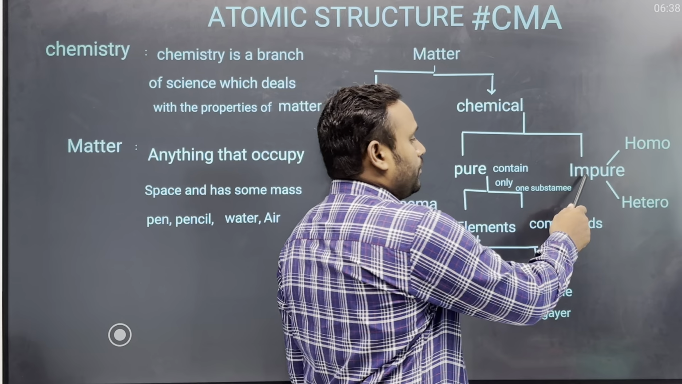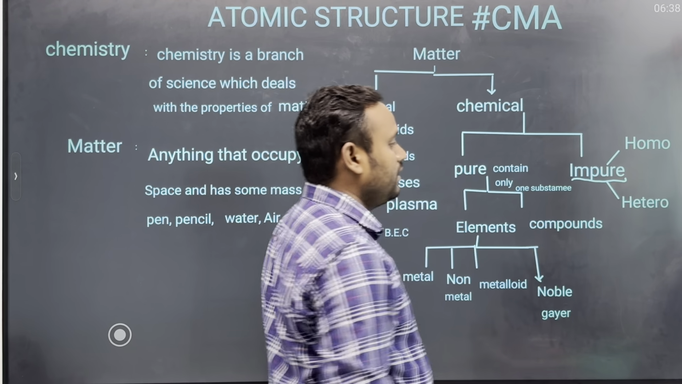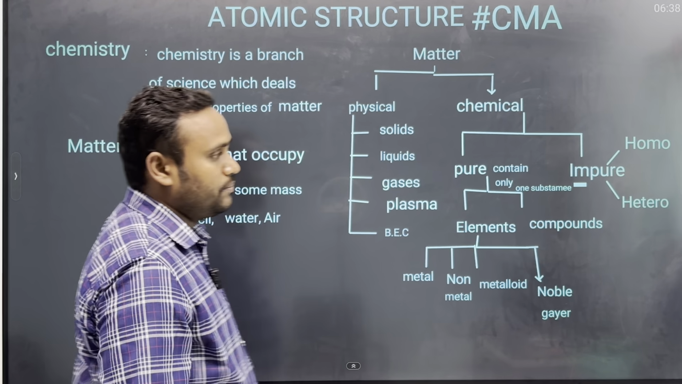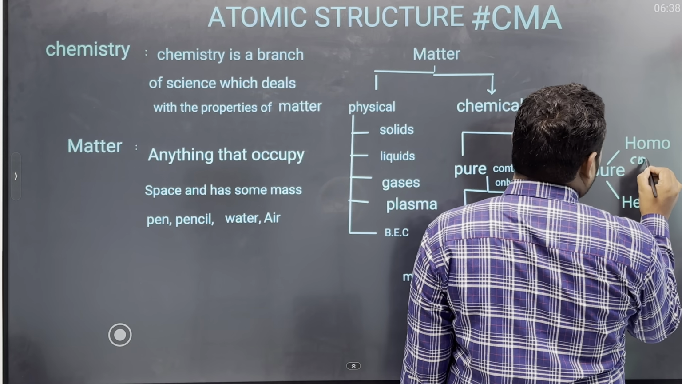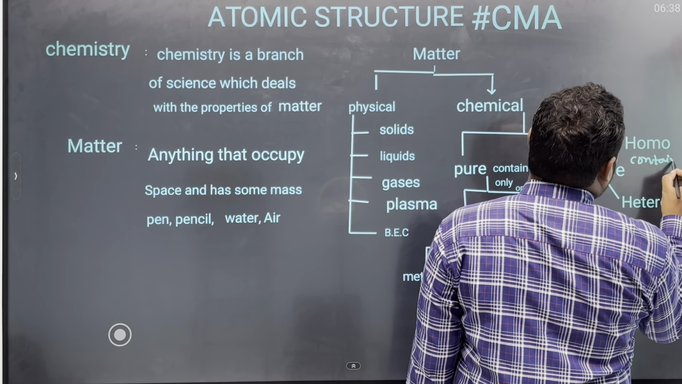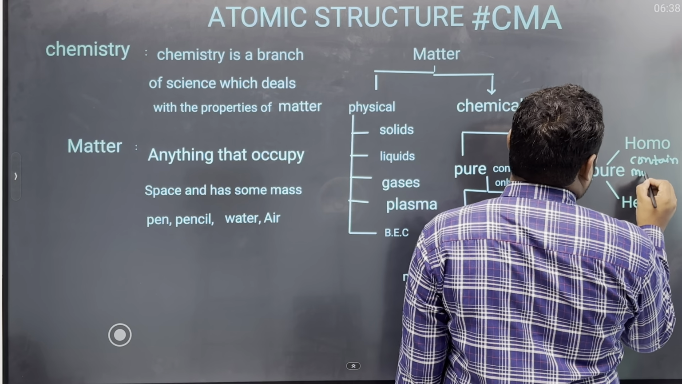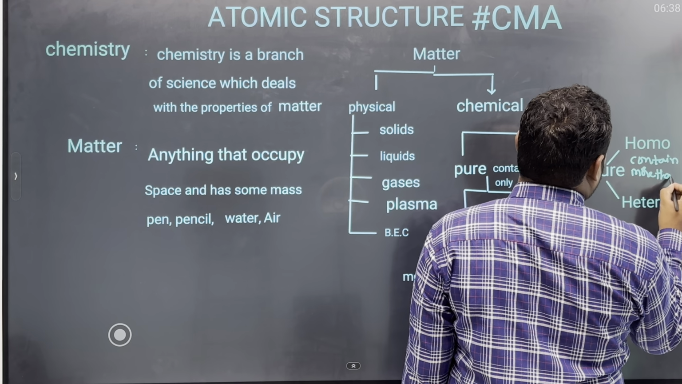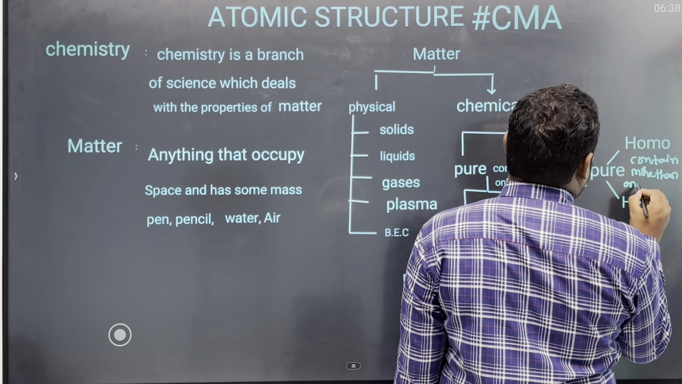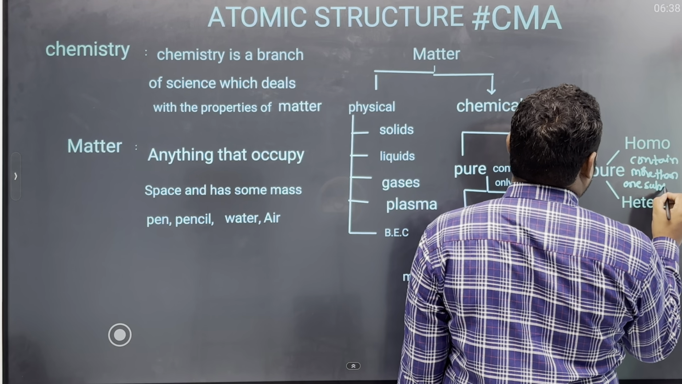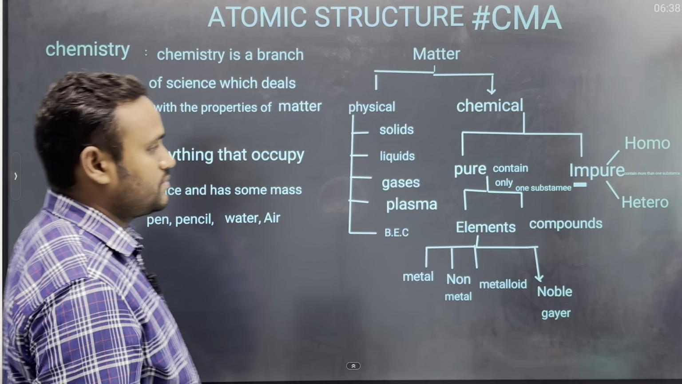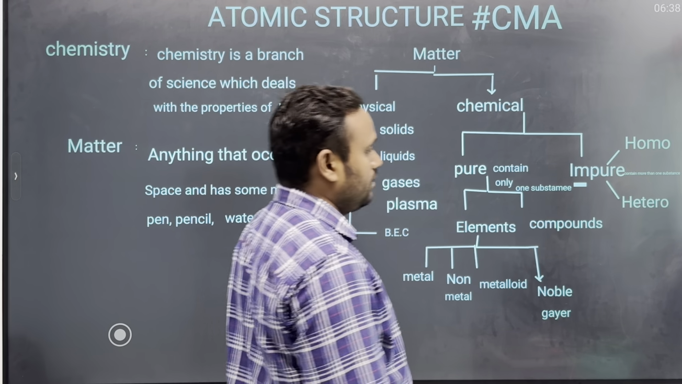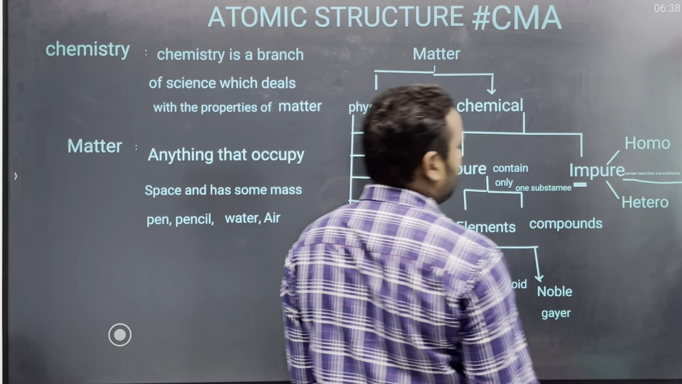Next, come to the impure matter. Impure matter means it contains more than one substance. Impure matter contains more than one substance. That is called impure matter.